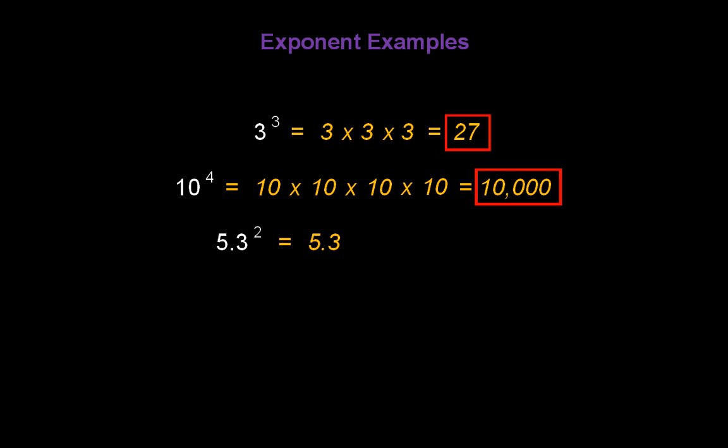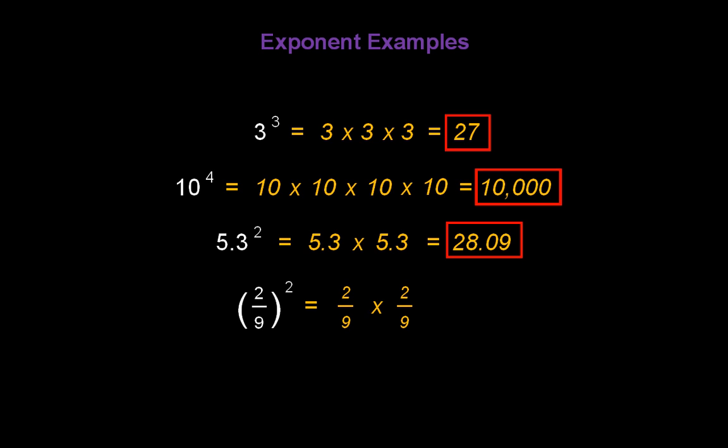5.3 to the second power means we're going to write 5.3 2 times, put a multiplication sign between them, and when we multiply that out, we get 28.09. Finally, let's do a fraction, 2 over 9 to the second power. That means we're going to write 2 ninths twice, put a multiplication sign between them, and to get our answer, we multiply the numerators together to get a new numerator, and then multiply the denominators together to get a new denominator. Our answer would be 4 over 81.